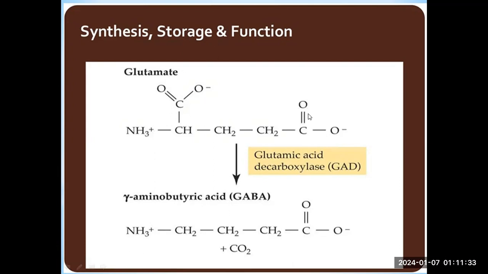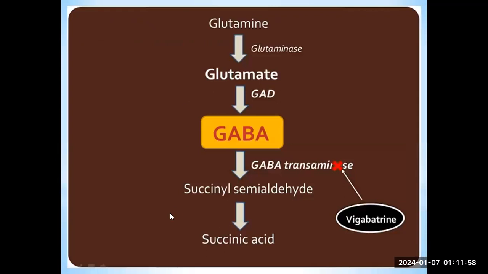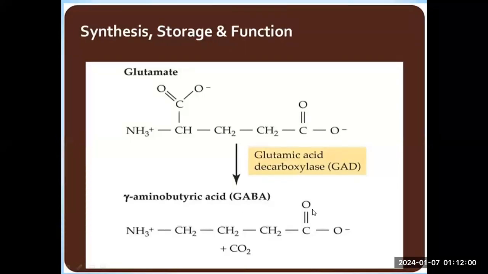By the action of the enzyme glutamate decarboxylase, the carboxyl group next to the amino group, present on the alpha carbon, is removed, and we get the formation of gamma-aminobutyric acid. You can see right here, the amino group, the carboxyl group is removed, and we get gamma-aminobutyric acid.